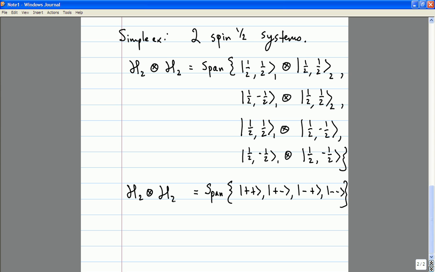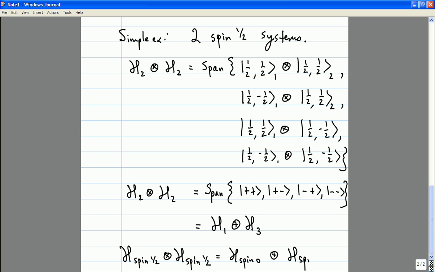Okay, and so the claim that I made is that I could view this Hilbert space as the direct sum of a spin 0 and spin 1 Hilbert space. I.e., the spin 1/2 representation tensored with another spin 1/2 representation is equal to the spin 0 representation and a spin 1 representation.